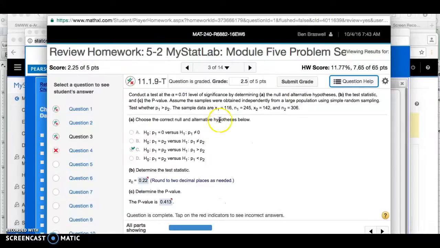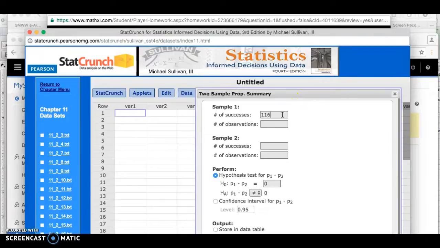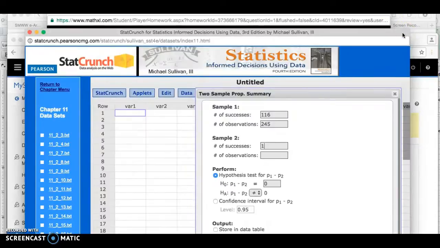There's yours. So we have to do X1 of 116, N1 of 245, X2 of 142, and N2 of 306. 116, like I said, 245. 142 and 306. And then we have a confidence interval that we want to test. We also have a hypothesis test that we want to do.